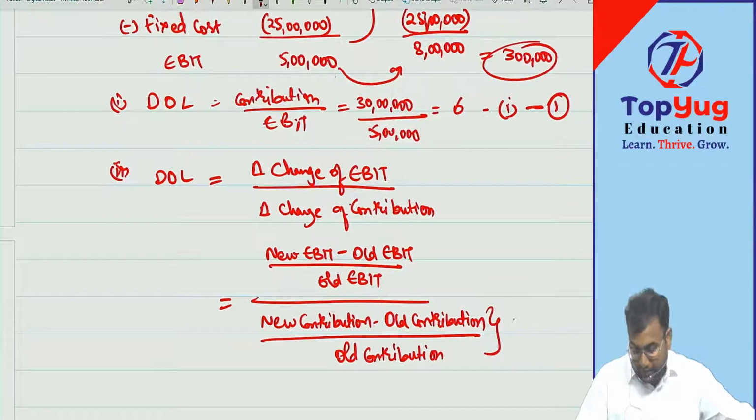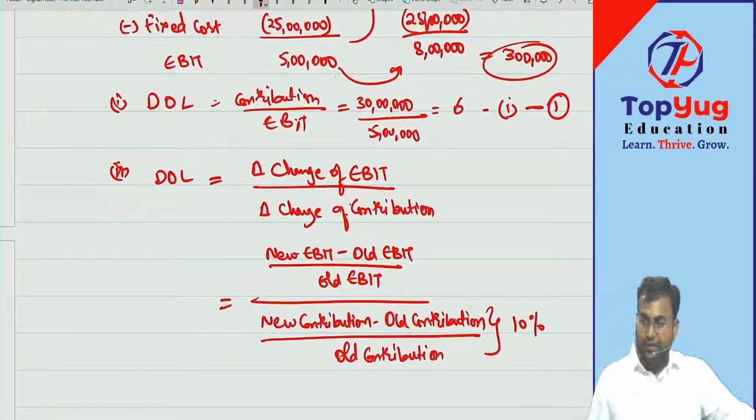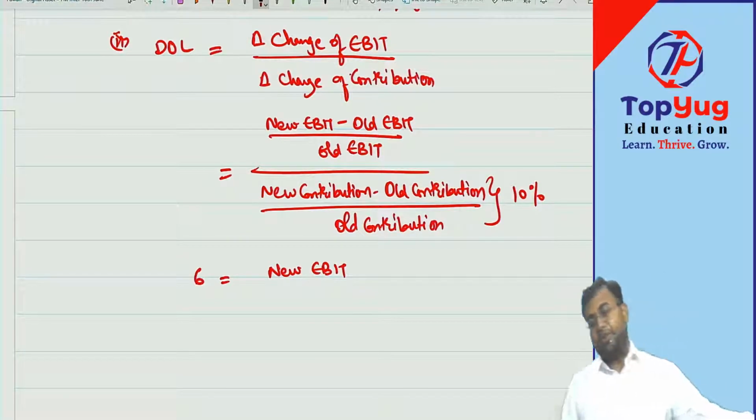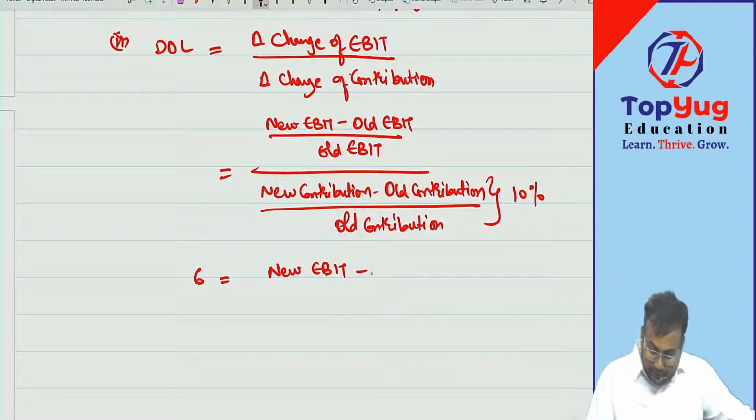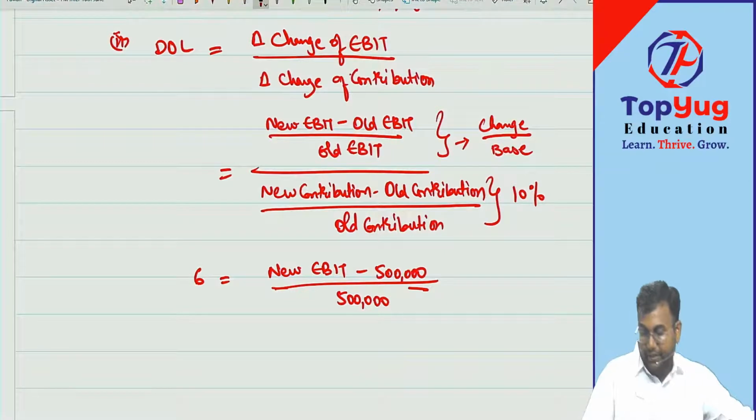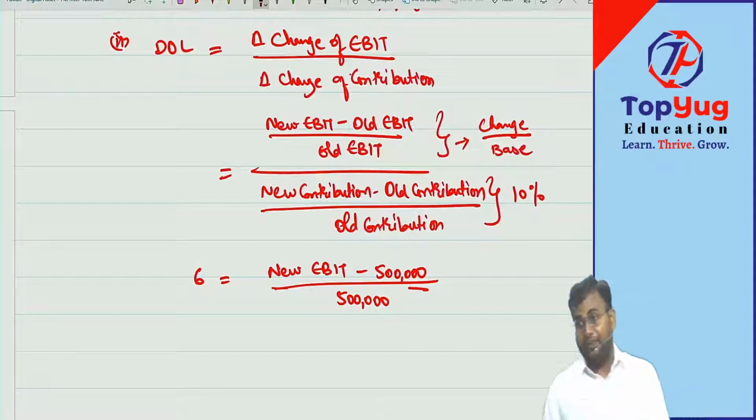Though this whole stuff is given as 10% already in the question itself. Are we all good? So how do we compute this? New EBIT we don't know, but degree of operating leverage is already calculated to be 6, minus old EBIT is 5 lakhs, divided by old EBIT. This concept is nothing but change by base. If you have to calculate anything in terms of percentage change, you have to take the change divided by the base from where it actually started.